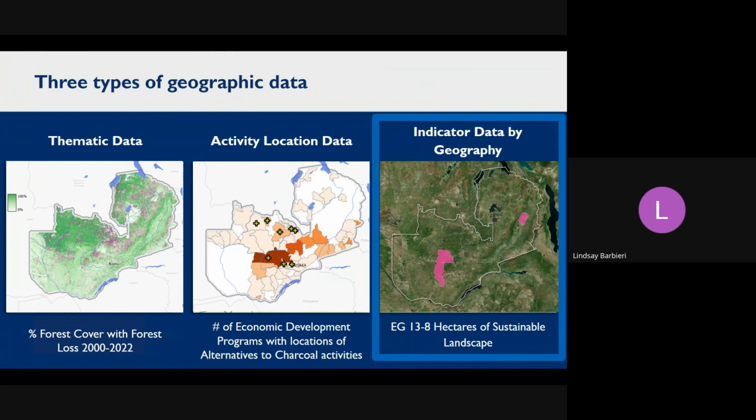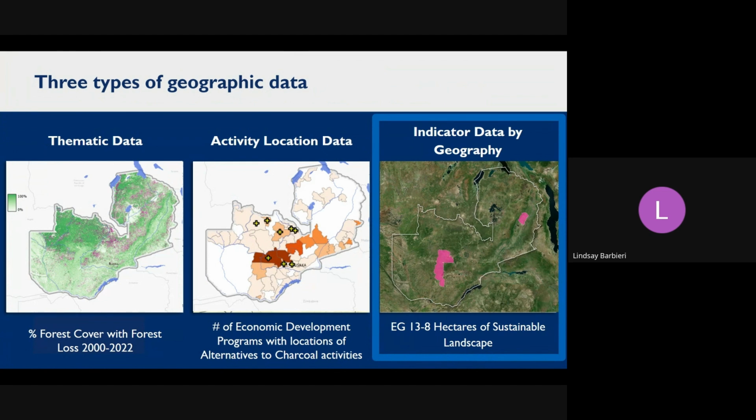The second type of geographic data that we work with is our activity location data. So these are actually specific to USAID. These are data that are specific to our activities here. So where are activities happening around the world? And this is an example data set of the number of economic development programs within a country and specific locations of a certain activity. So where a certain activity might be placed in a country. It's important for us to keep track of these data within USAID.